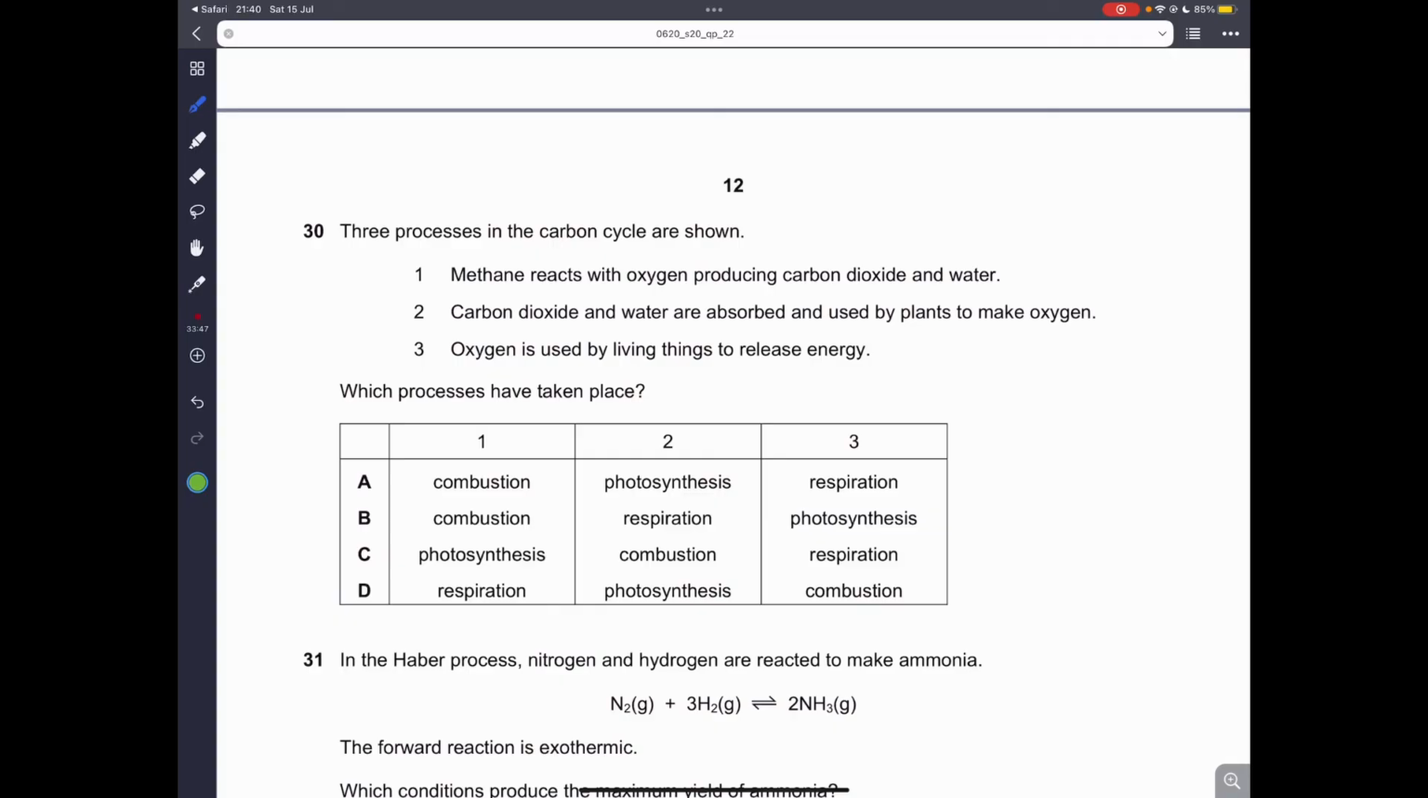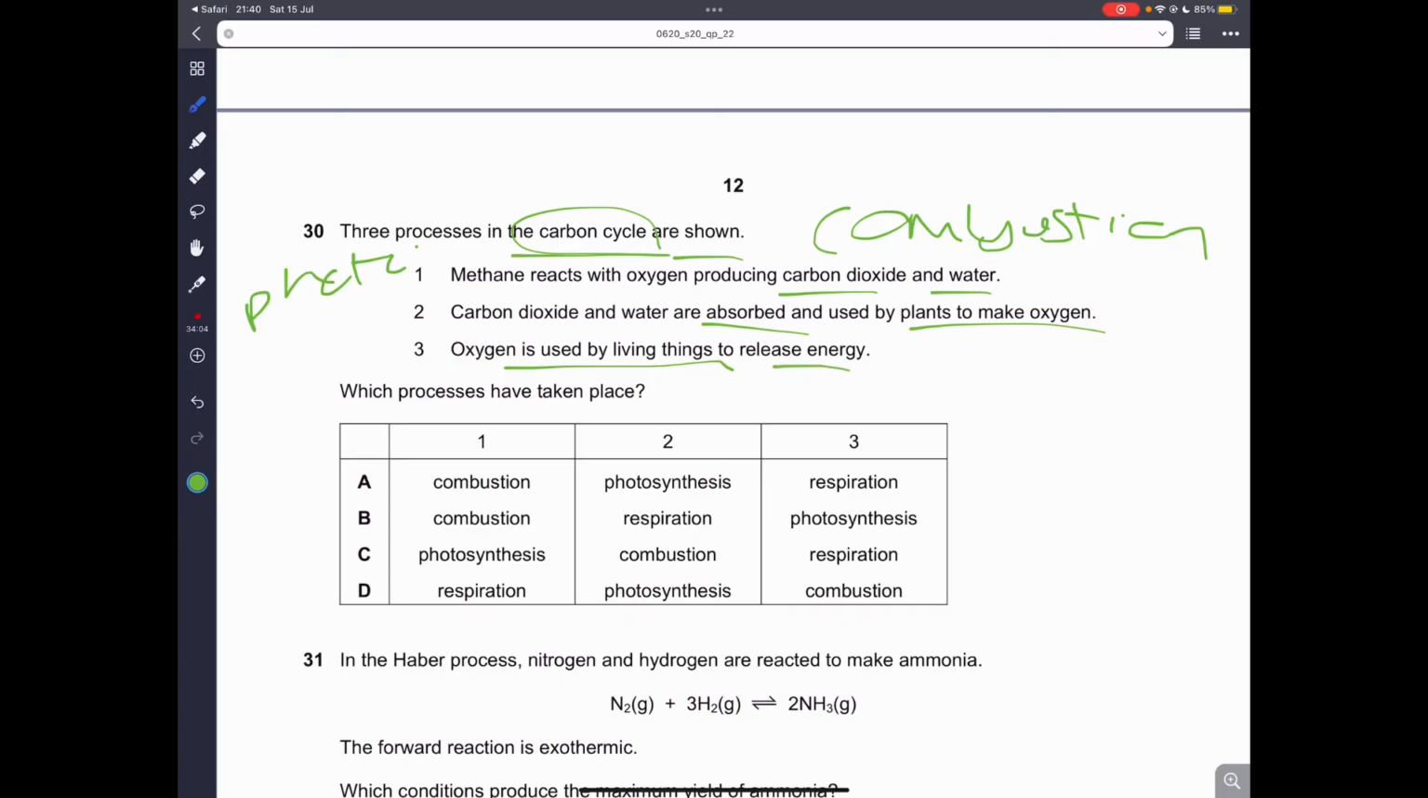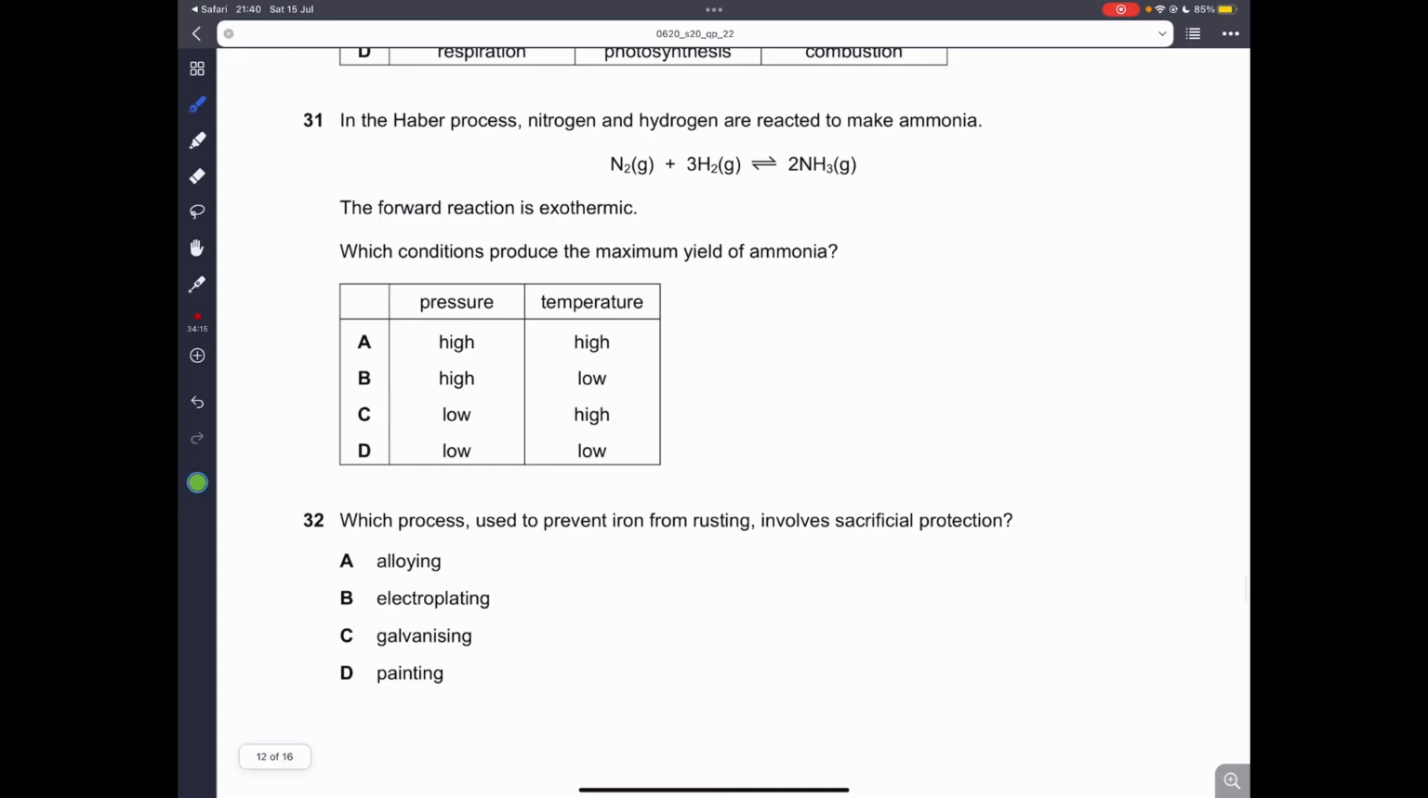Question 30. The 3 processes in a carbon cycle are shown. Methane reacts with oxygen producing carbon dioxide and water. This is combustion. Carbon dioxide and water are absorbed and used by plants to make oxygen. This is photosynthesis. Oxygen is used by living things to release energy. This is respiration. You have to know the equations as well. So 1 is combustion, 2 is photosynthesis, 3 is respiration, so A is the correct answer.